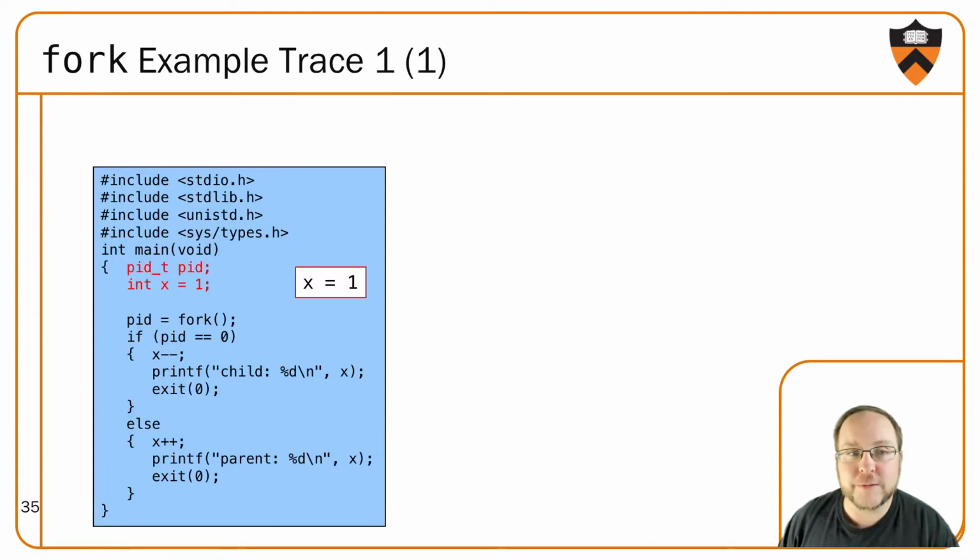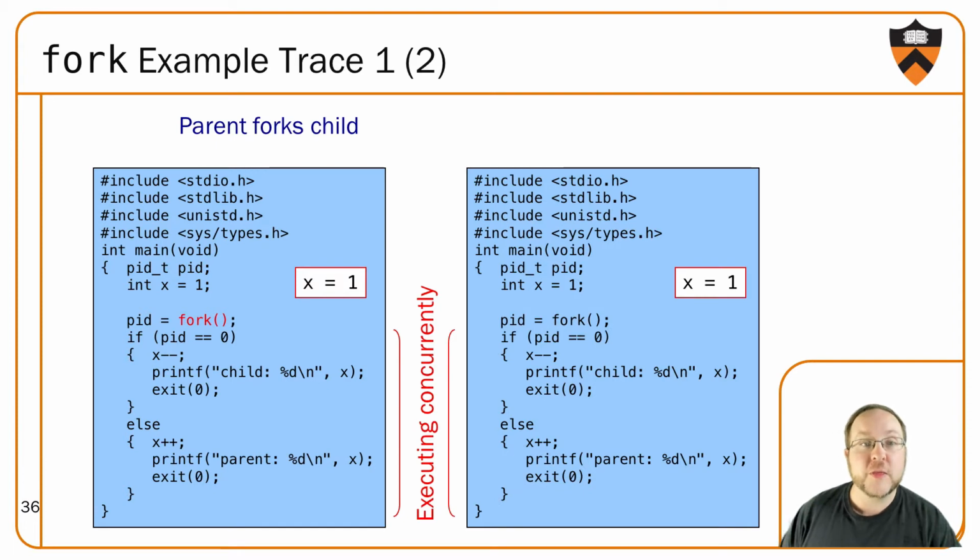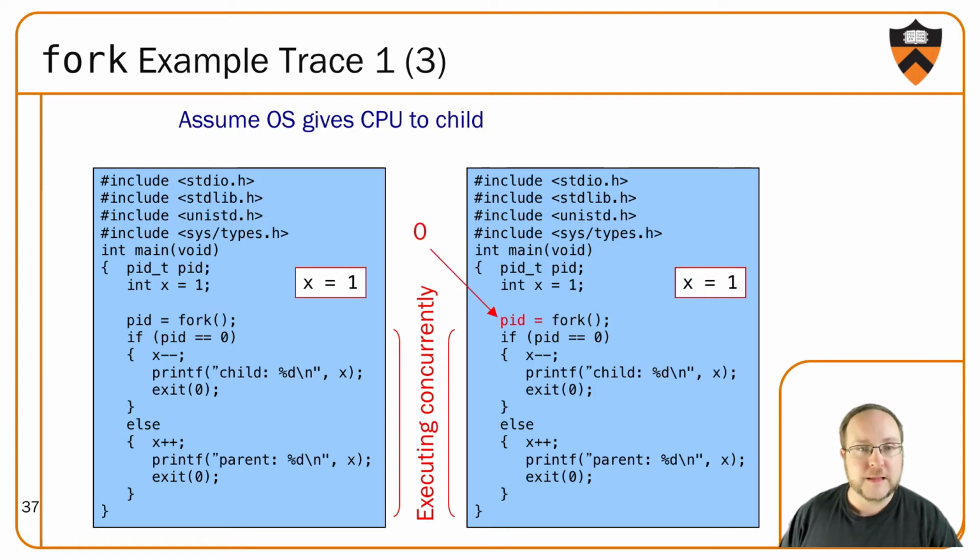Let's take a closer look. Before the fork, we have x gets 1 and pid with some garbage value. The parent forks, and now there are two processes with distinct state, each of which has their own copy of x. Imagine that the child gets the CPU first. It will have a return from fork of 0, so that will be the value of pid.